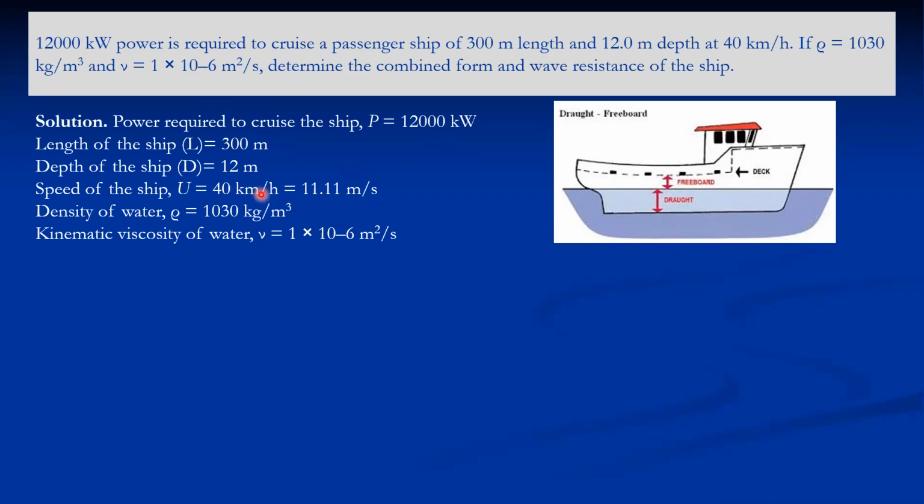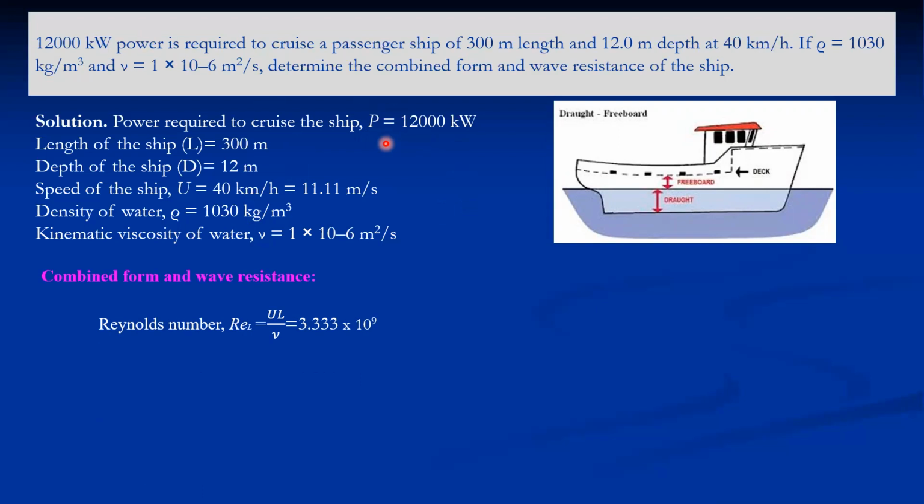40 kilometer per hour, that we convert into meter per second, 11.11 meter per second. Density of the water is also given, 1030. Kinematic viscosity is given. Now we have to calculate the drag force. So first of all, we'll calculate the total resistance, which we can calculate with the power. But first of all, we calculate the frictional drag.